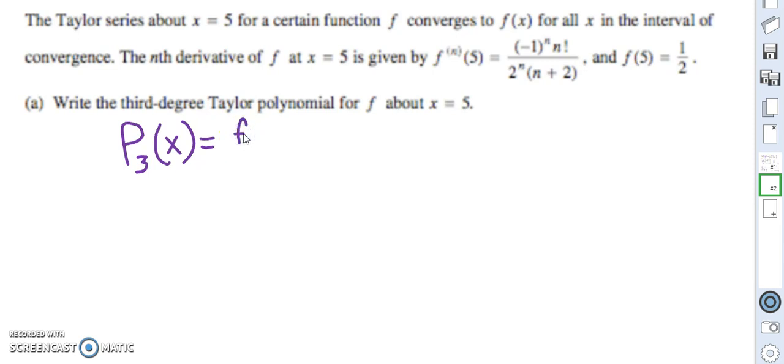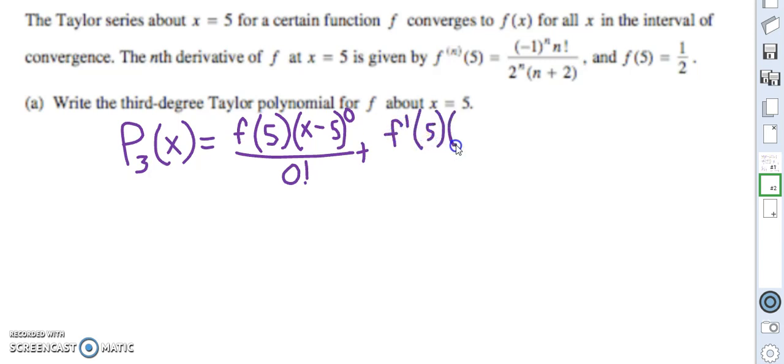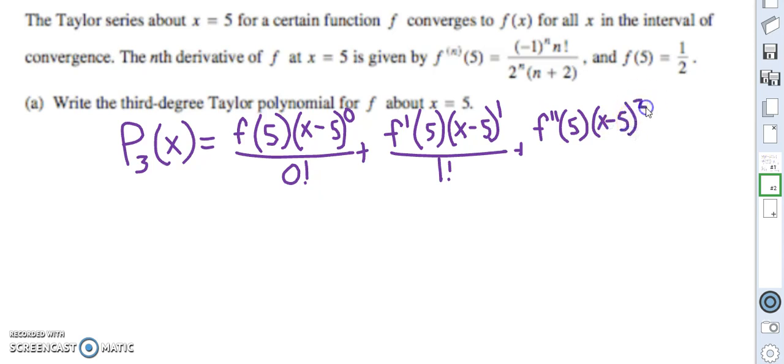first I do the 0th term, the 0th derivative to the 0th power over 0 factorial. I do the 0th derivative, meaning the regular function, evaluated at the center, x minus the center to the 0 power over 0 factorial. First derivative. First power. First factorial. Second derivative. Second power. Second factorial.